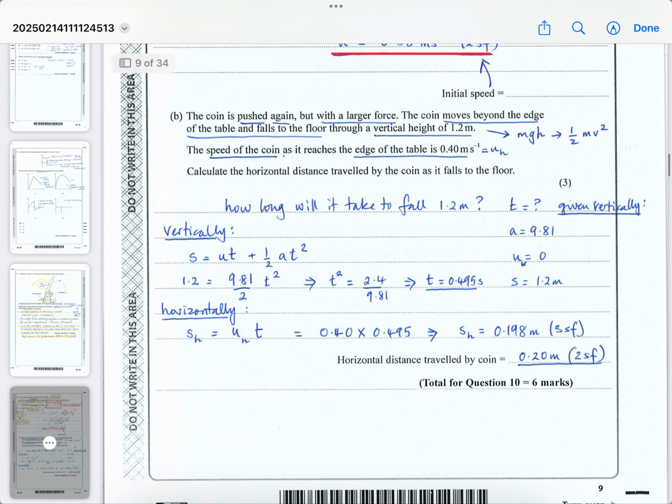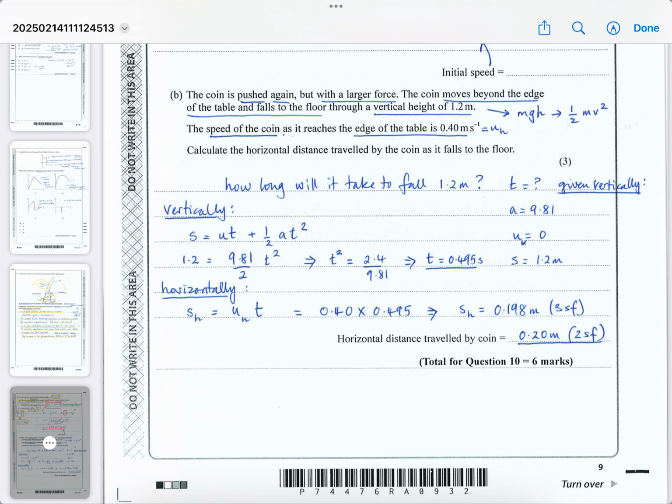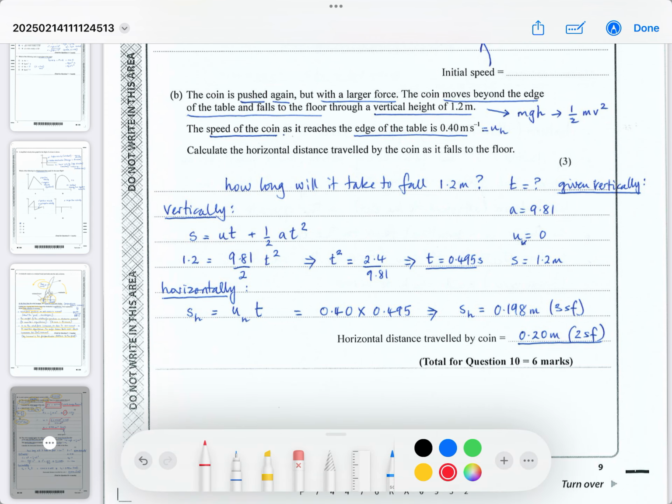Part B, the coin is pushed again with a larger force this time. The coin moves beyond the edge of the table, so it doesn't stop on the table, and falls to the floor through a vertical height of 1.28 meters. So I've immediately put, again, conversion of energy, the loss of potential energy, mgh, will be gain of kinetic energy, which is exactly where v squared equals u squared plus 2as comes from. So this is why we have an equation called v squared equals u squared plus 2as. The m's cancel out, so it doesn't matter what the mass is, as long as we're ignoring air resistance, which we have to in these kinematics equations.